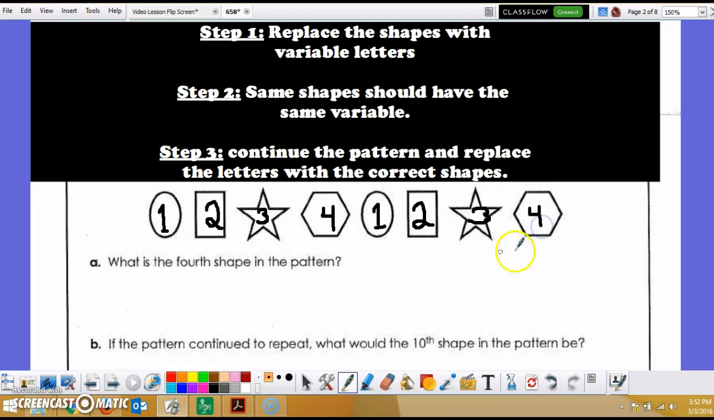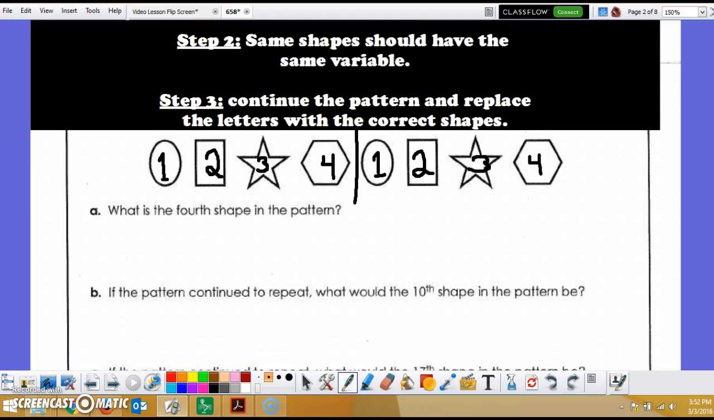What's nice about this pattern is you see exactly where it starts and exactly where it finishes. 1, 2, 3, 4. 1, 2, 3, 4. That's the same exact pattern. This is where it starts. This is where it finishes. So the 4th shape is a hexagon. I would just have to draw that pattern.